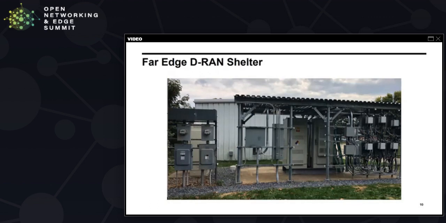This is a typical DRAN site. This is a Class 2 telco environment. That means all equipment installed must be hardened to withstand significant temperature and humidity swings. It also means that all the hardware in the site is powered by 48-volt DC.